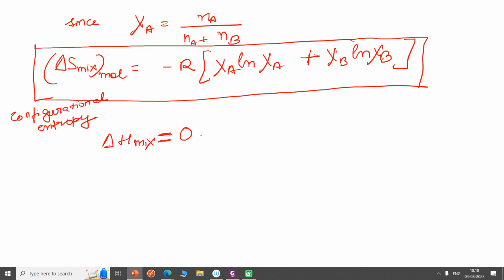So the system will either absorb or emit heat upon mixing. Now if I just plug it in, the delta G mix is nothing but delta H mix minus T delta S mix, and please be wary that we are all considering per molar quantities. So this is the change in the enthalpy per mole, and this is the change in the entropy per mole. We can just plug it in here, and since delta H mix is equal to 0, this is for ideal solutions.